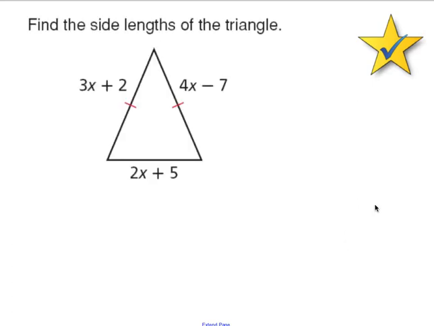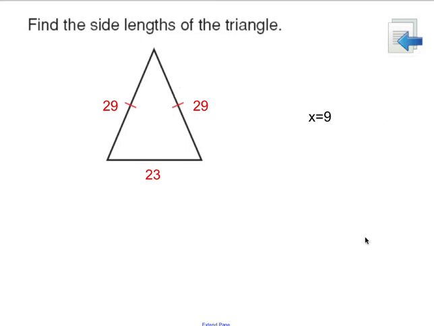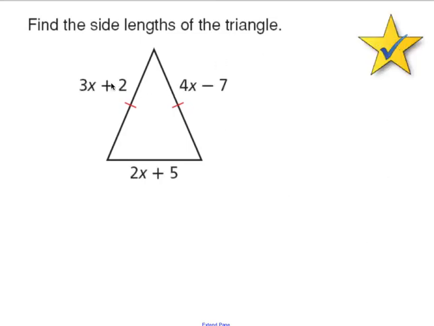Notice that this is an isosceles triangle. I want you to set up an equation and solve for x. Press pause on your video, and when you're ready to see the answer, press play again. So what I did was I set 3x plus 2 equal to 4x minus 7.